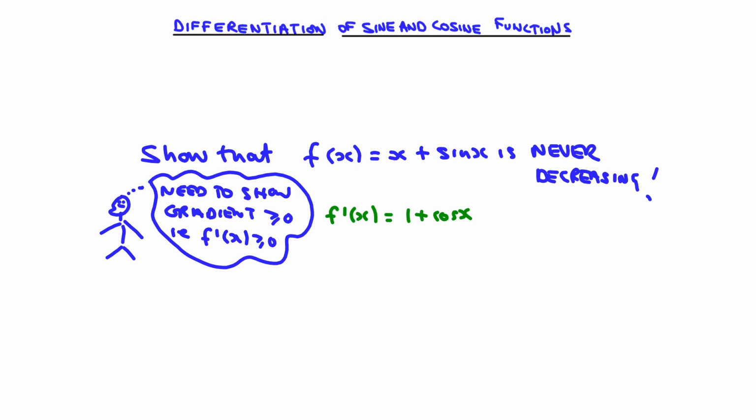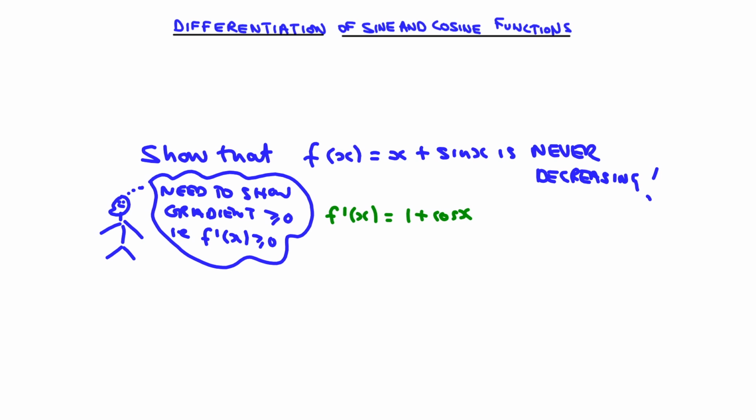Now, let's work out f dashed x. f of x equals x plus sine x. f dashed x, differentiating it term by term: differentiate x and we get 1, differentiate sine x and we get cos x. So f dashed x is equal to 1 plus cos x. Now we need to show that that is greater than or equal to 0 for all values of x.